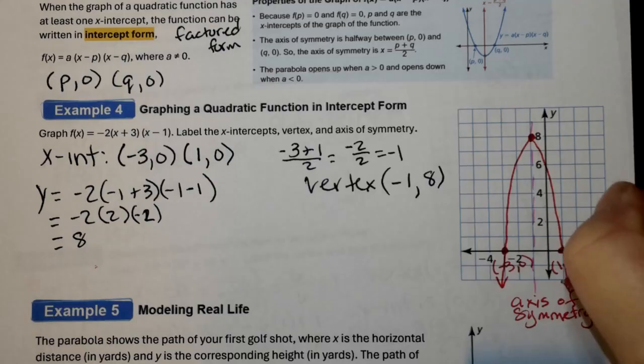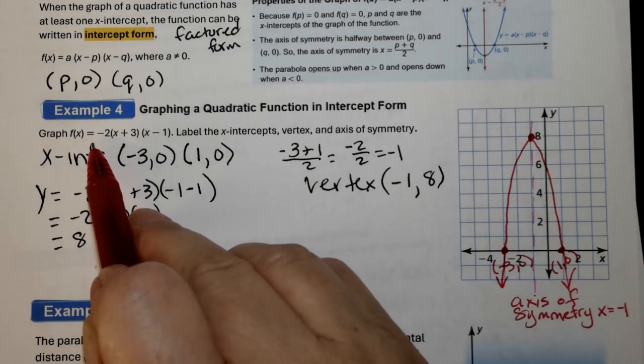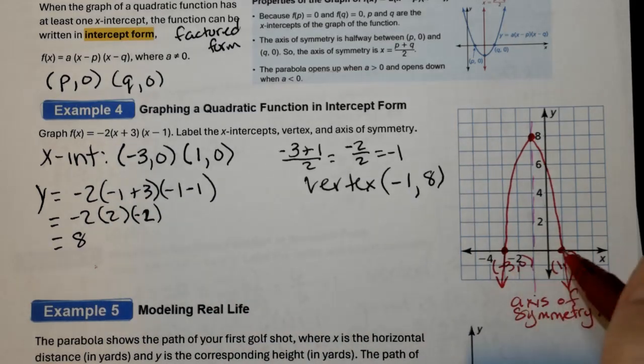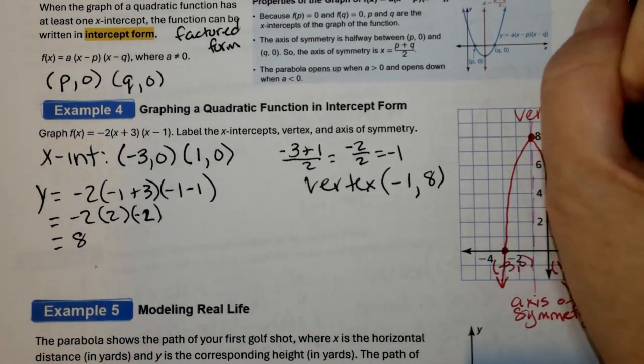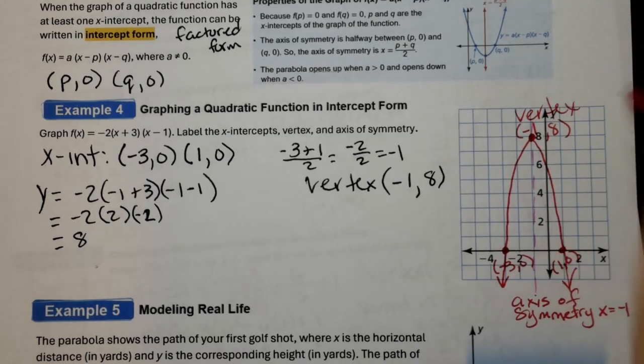Did we expect it to be facing down? We should have, because that negative is there. So we got our axis of symmetry labeled, our x-intercepts labeled. Now we need the vertex, which is -1, 8.